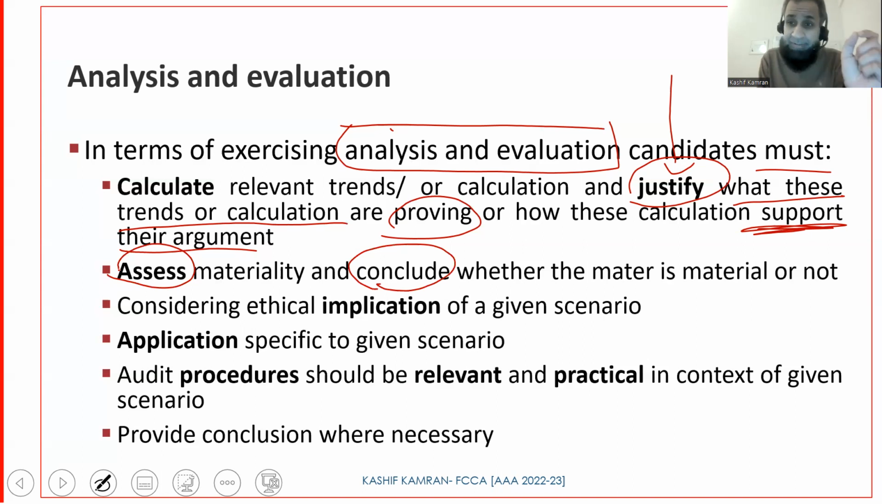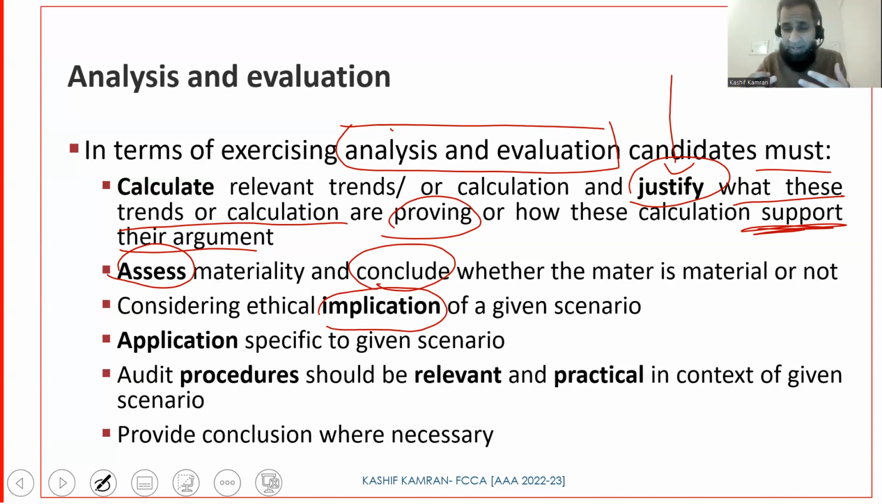Number three, consider the ethical implication of a given scenario. The implications are also part of evaluation and analysis. You need to evaluate the implication. How many times in the AAA paper does the examiner say, evaluate the ethical and professional issues? When you are evaluating an ethical issue, you are not just saying this is an intimidation threat. Just by saying this is an intimidation threat or a familiarity threat is not fetching you the marks, till the time you justify why it is a familiarity threat or why it is an intimidation threat in the context of the case study.